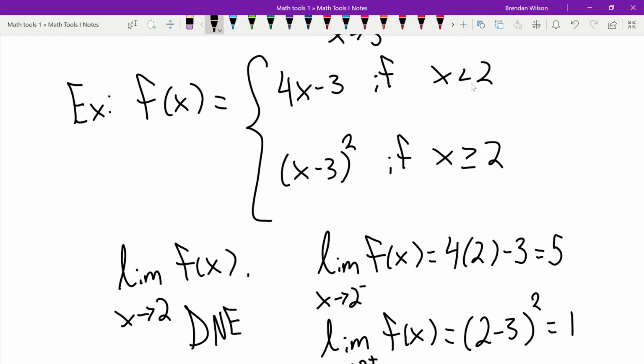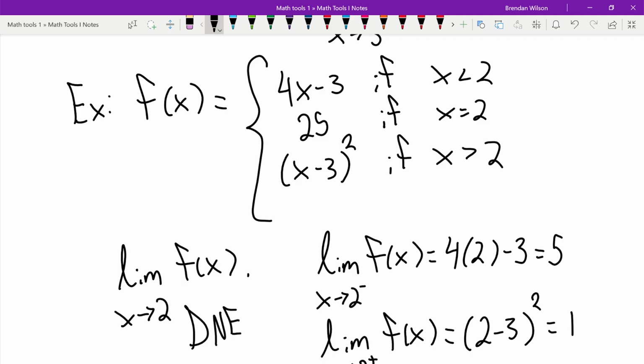So again, we only care about immediately to the left of 2 and immediately to the right of 2. If I change this, let's say that this is just greater than 2, and then let's say it's equal to like 25 if x equals 2. Then this doesn't change the limit at all. The limit really has nothing to do with the output at 2. A lot of times we see examples where they do happen to be the same, and I mentioned that's when a function is continuous, which we're going to look at separately.